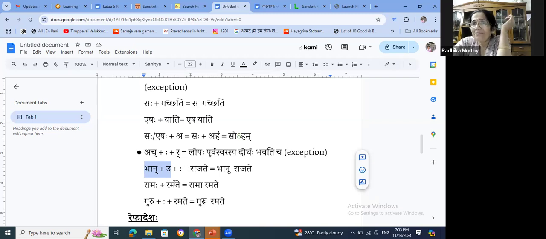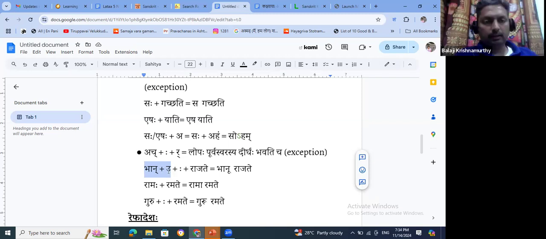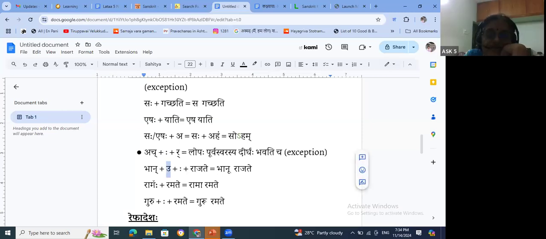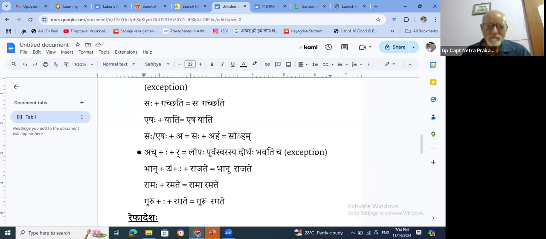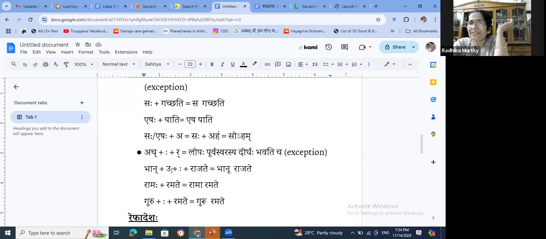Because everything between a and cha, so bha and na, you said that bha is a consonant. We are looking only at the last sound, not the first sound. Sandhi happens only between the last sound of the first word and the first sound of the second word. Oh, thank you. So only the last one is important, the last letter. Yes, correct. So the paravarna can be anything, right? No.